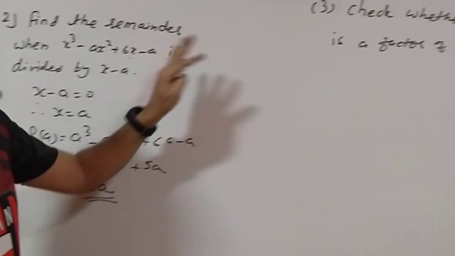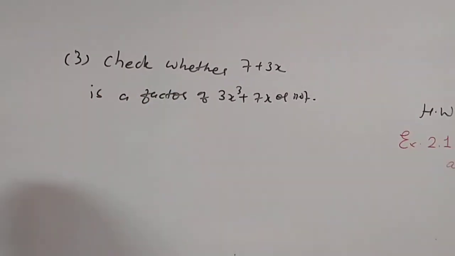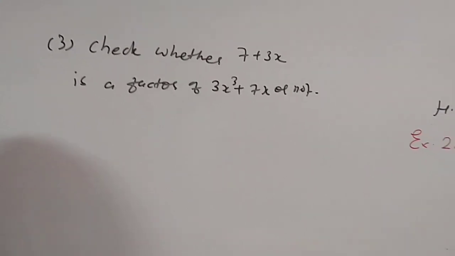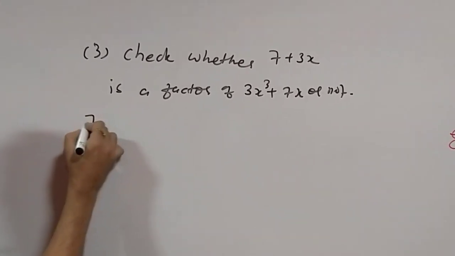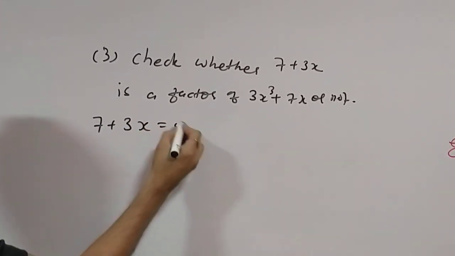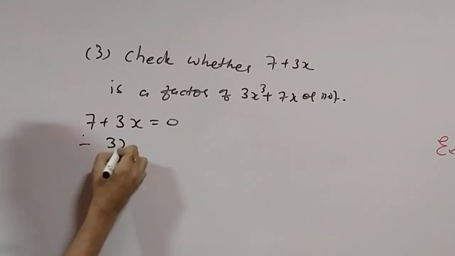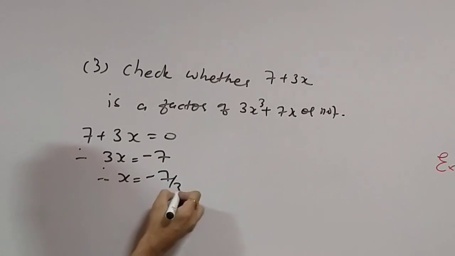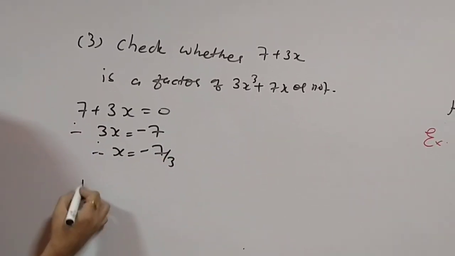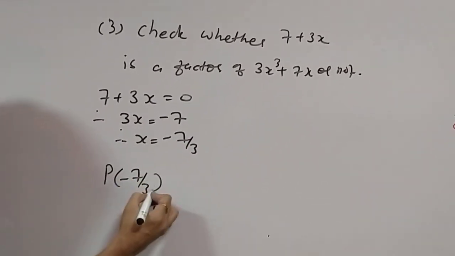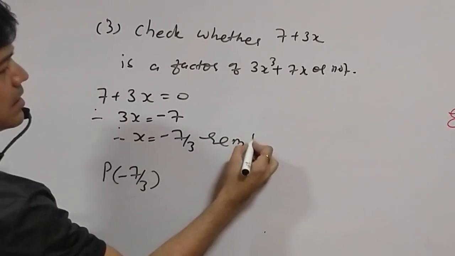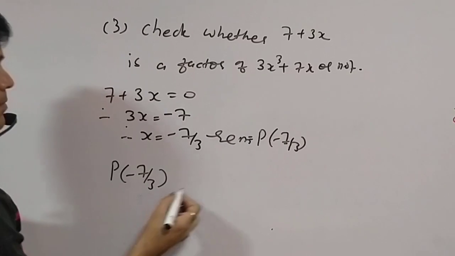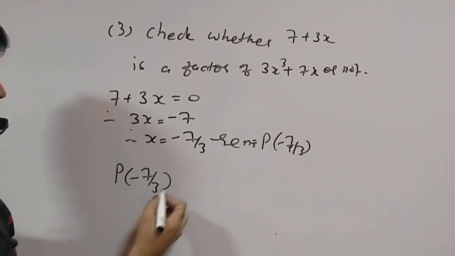Now see here, check whether 7 plus 3x is a factor of this or not. If the remainder is 0, then it is a factor, otherwise not. So let 7 plus 3x is 0. Therefore, 3x is equal to minus 7. Therefore, x is equal to minus 7 by 3. So find P of minus 7 by 3. The remainder is what? P of minus 7 by 3.